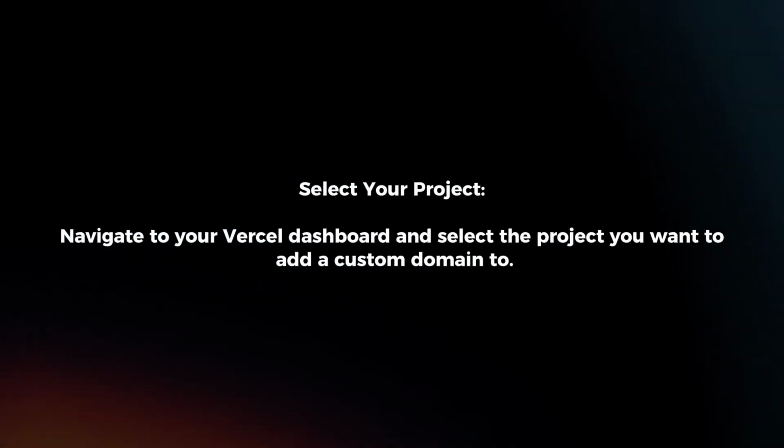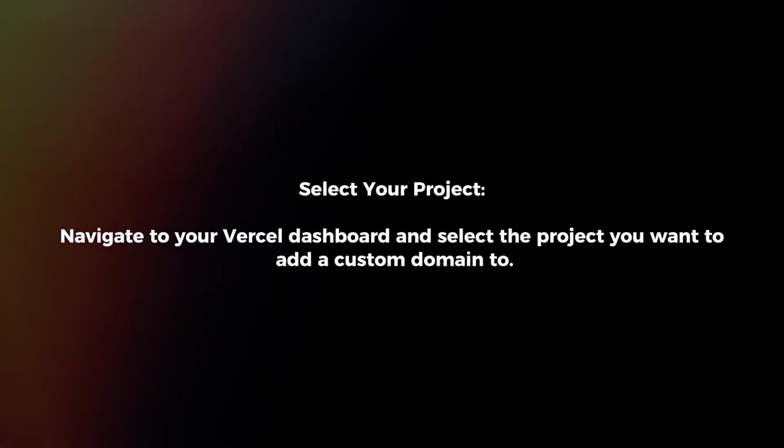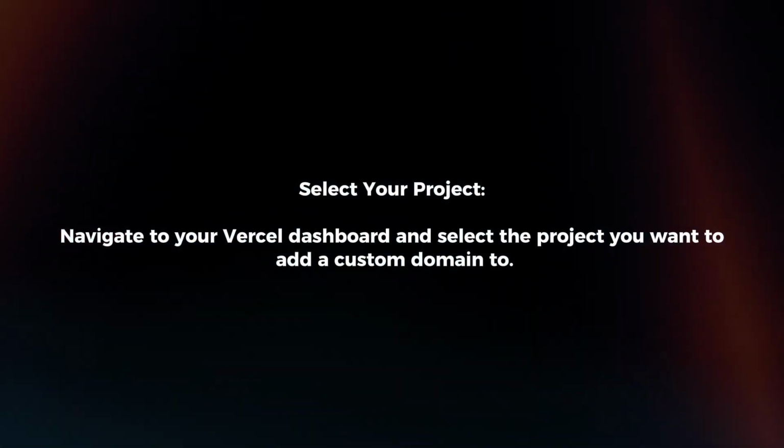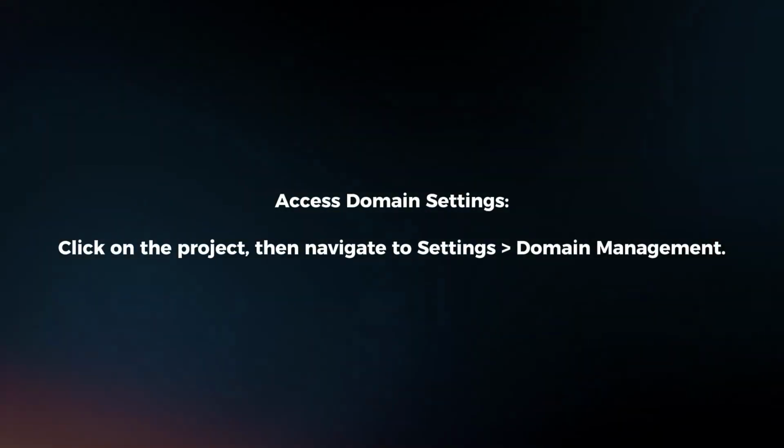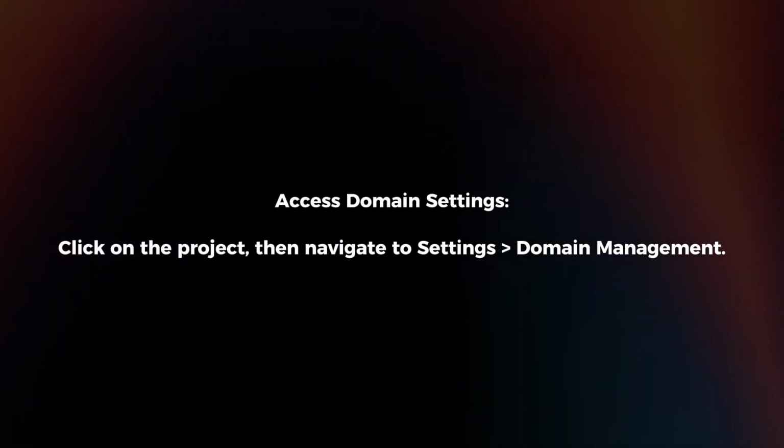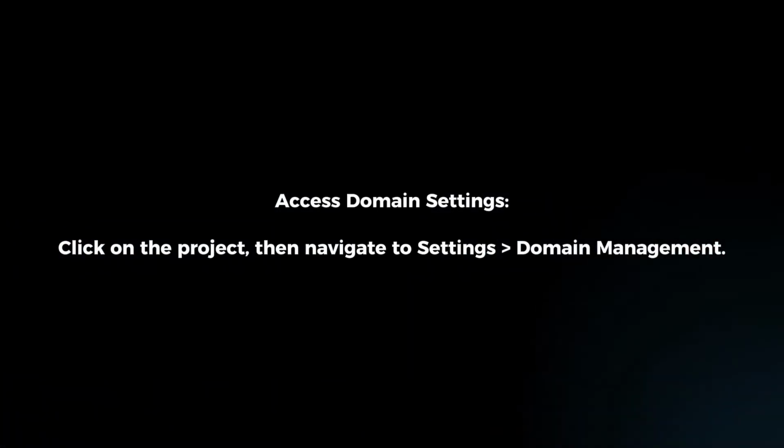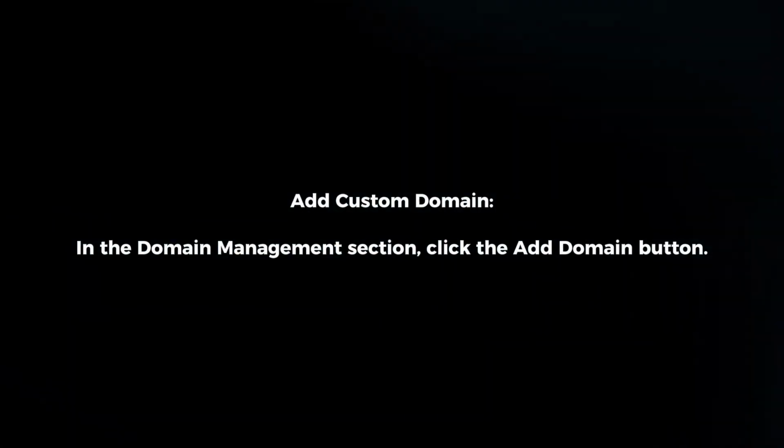Select your project. Navigate to your Vercel dashboard and select the project you want to add the custom domain to. Access Domain Settings. Click on the project, then navigate to Settings, Domain Management. Add Custom Domain. In the Domain Management section, click the Add Domain button.